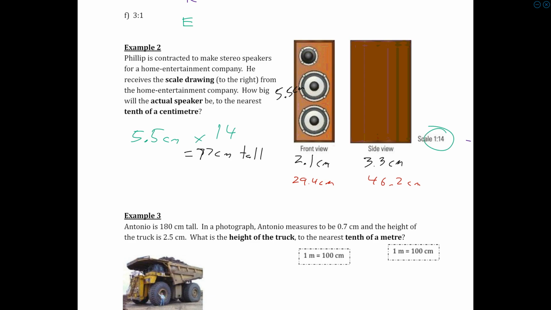So maybe I'll even say that. It is 77 cm by 29.4 cm by 46.2 cm. That's the three dimensions. It wasn't clear which one we wanted, so we'll just do all three.